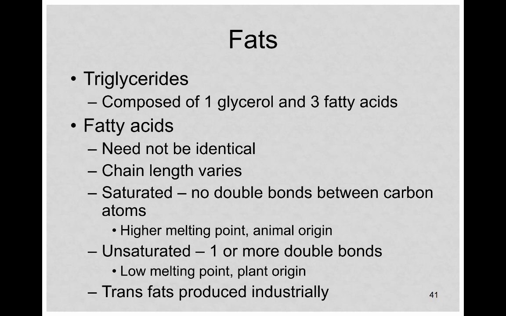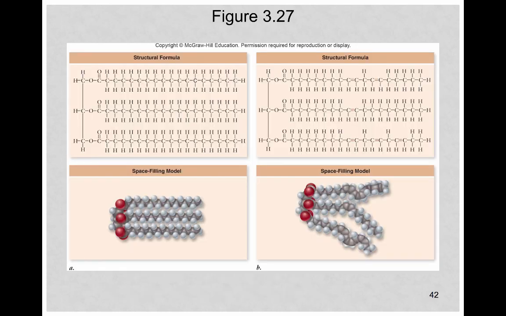You've heard of trans fats. Trans fats are artificial fats produced in industry. They're used kind of as a food preservative and to make certain types of foods taste better, have a better consistency, but ultimately probably the most unhealthy fat that you could eat. So here are two types of triglycerides.